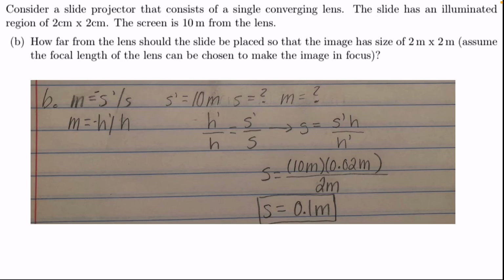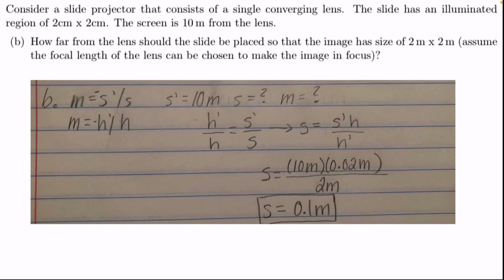Part B asks, how far from the lens should the slide be placed so the image has a size of 2 meters by 2 meters, assuming the focal length of the lens can be chosen to make the image in focus? So we know the dimensions of the initial object and final image, and we also know s prime, which is the distance of the image to the lens. B wants us to solve for s. So we can use the magnification equations, equating h prime over h to s prime over s, and rearrange to solve for s.